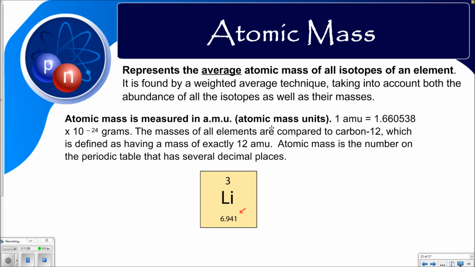Atomic mass represents the average atomic mass of all isotopes of an element. It is found by a weighted average technique, taking into account both the abundance of all the isotopes as well as their masses. So you do the same thing you do when you calculate your grade in a class.